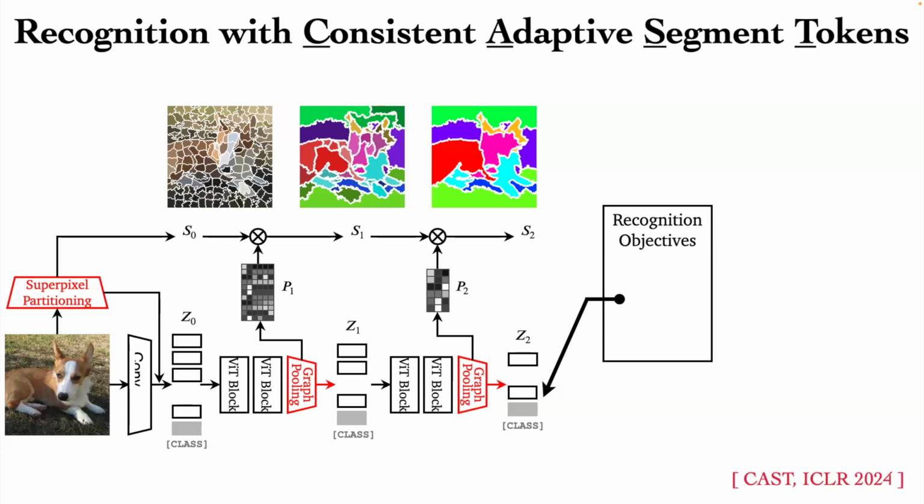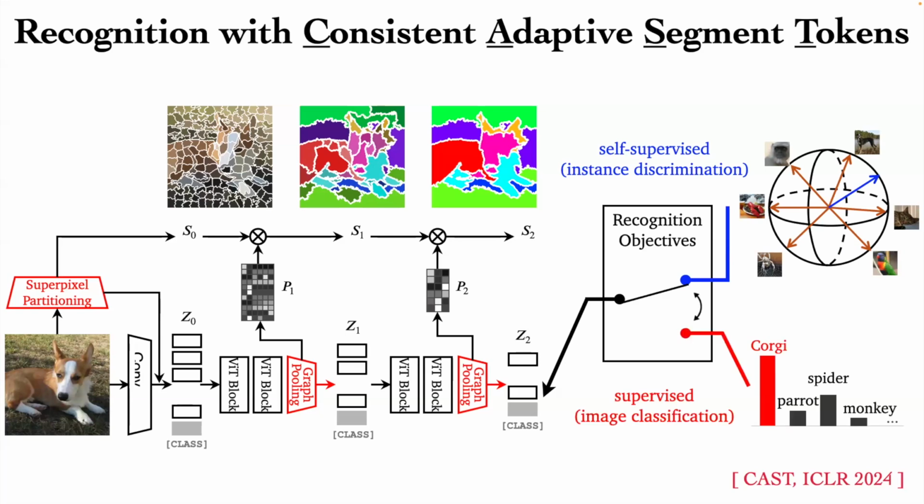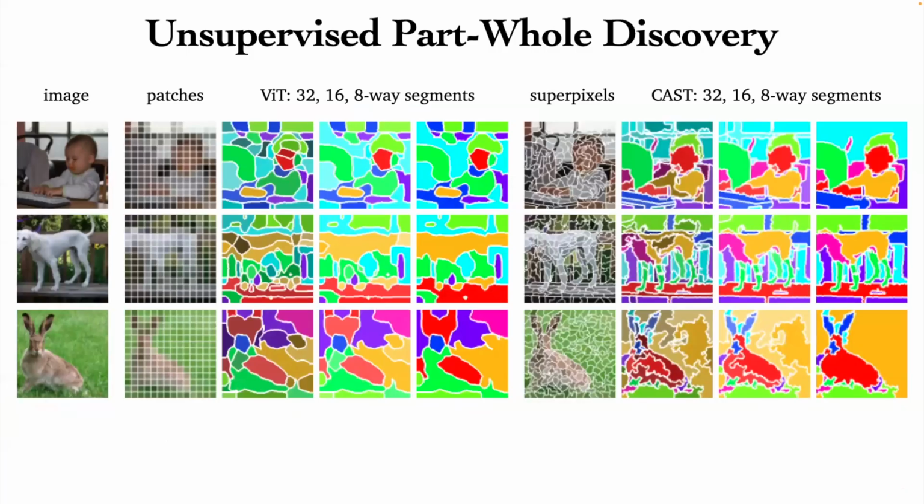We add a recognition objective at the end because we don't have segmentation labels. The recognition could be unsupervised, for example instance discrimination where every instance is different, or supervised. You have labels, okay? We can do either of these. And so we wonder, this is ImageNet trained without labels. So we wonder, what do we learn?